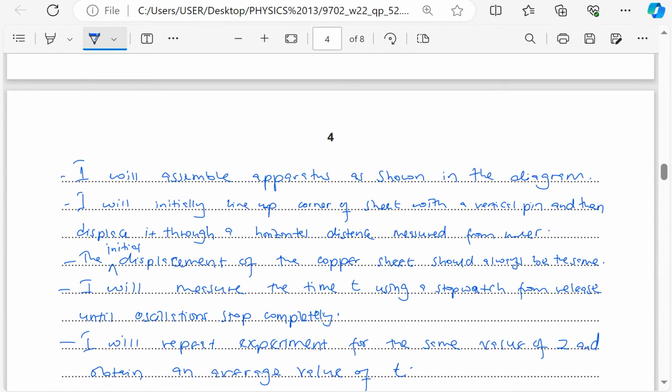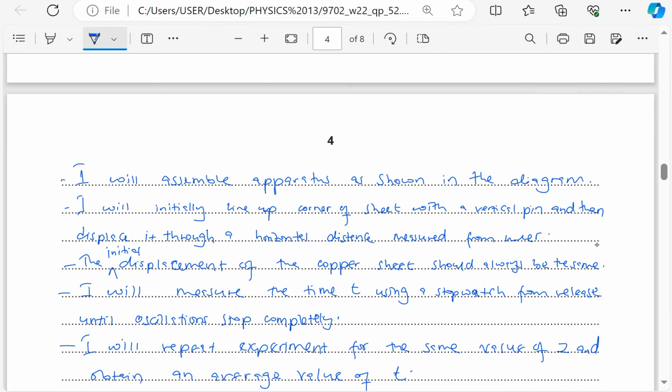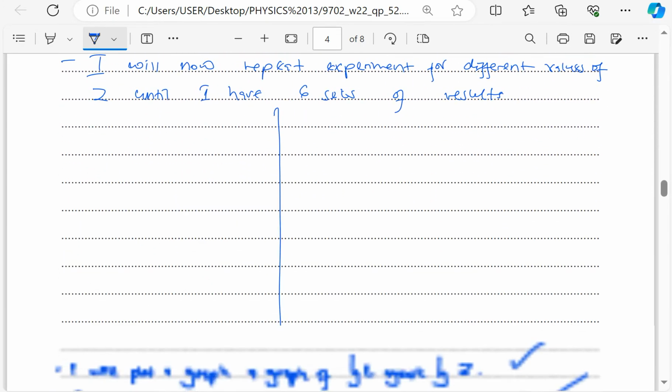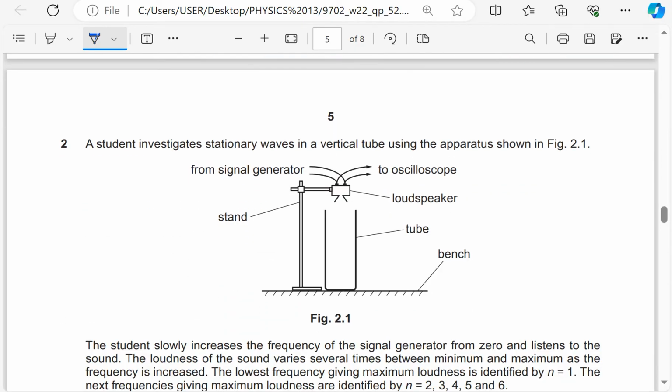I think every marking point has been involved here, or most of the marking points. It could be not all, but most of them. More than 18 marking points have been given here, and the examiner will only look for 15 marking points. Okay, so that is part question number 1. Then let's see question number 2.